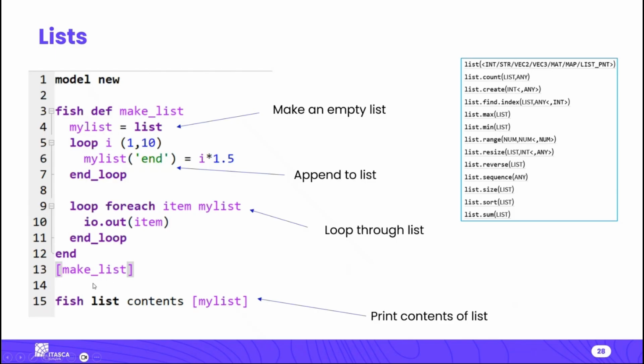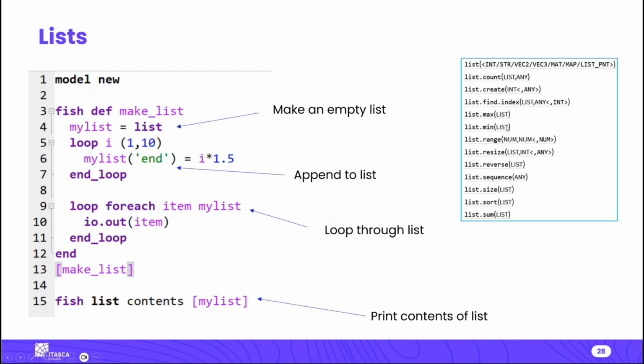If I show the list in the list of global variables, it won't tell you what's inside of it because it could theoretically be 100 or 1,000 or 10,000 things, and we don't necessarily want to list all of those on the screen. You can force it to list what's inside by using fish list contents, and you give the name of the list.